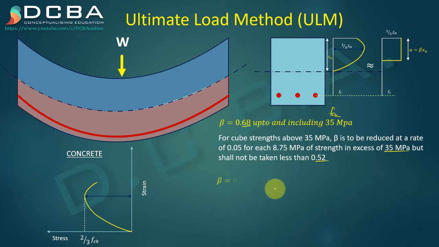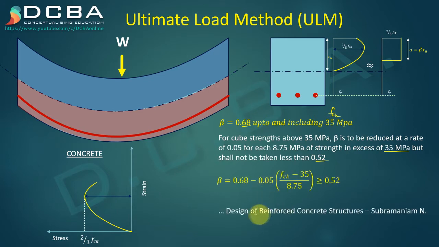And there is also a formula that can be used. This formula is given in the book Design of Reinforced Concrete Structures by Subramaniam N. It says beta equals 0.68 minus 0.05 times (FCK minus 35) upon 8.75, and this is applicable when the FCK is greater than 35. If it is less than 35, the value is 0.68. If it is greater than 35, you can use this formula. But again, it should be greater than or equal to 0.52. If it is less than 0.52, you take the value to be 0.52 itself.